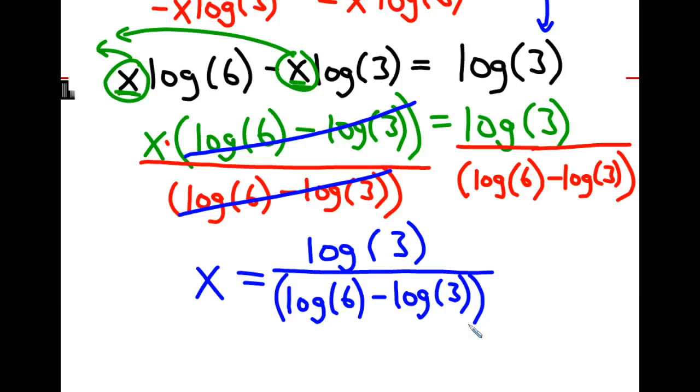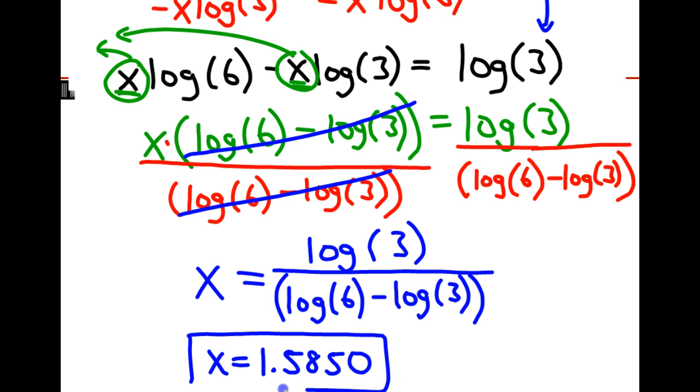So I get log base 10 of 3 divided by parentheses log base 10 of 6 minus log base 10 of 3, close the parentheses, and I end up getting x equals 1.5850 if you round it to 4 decimal places, which is usually what the book asks us to do. All right.